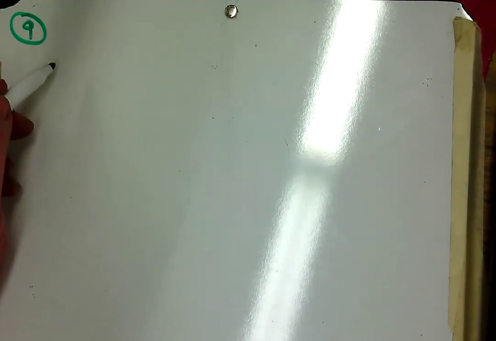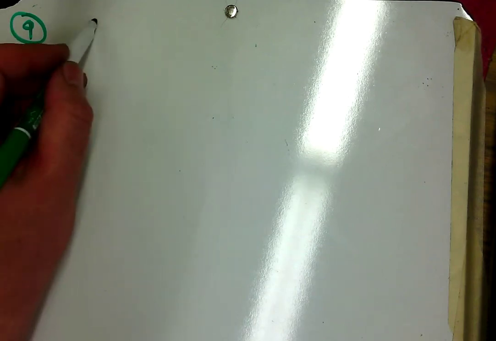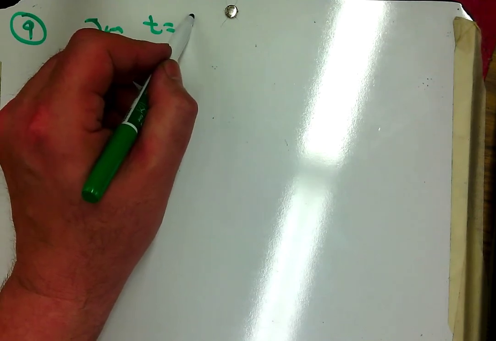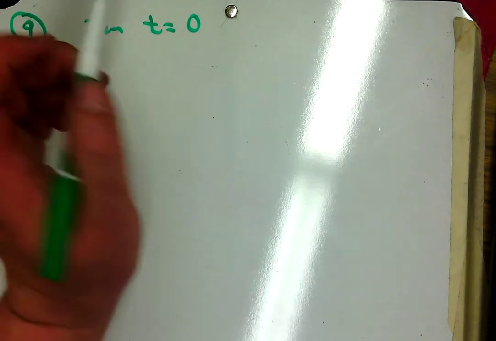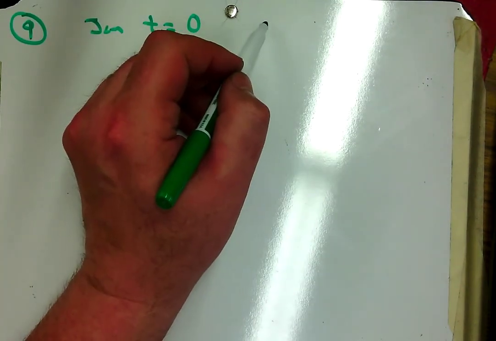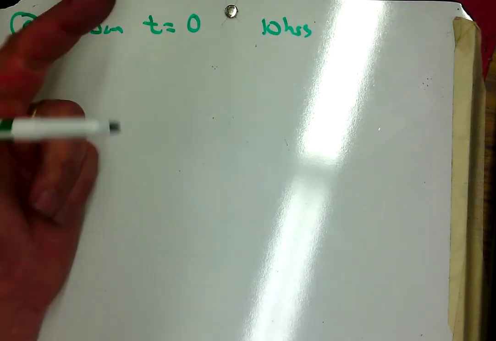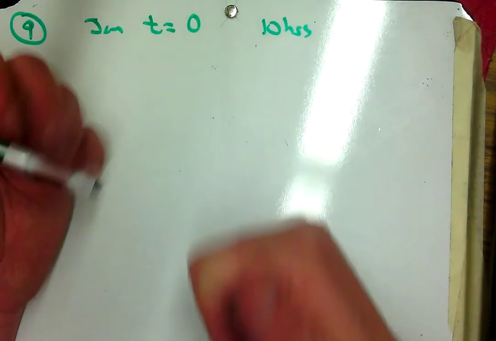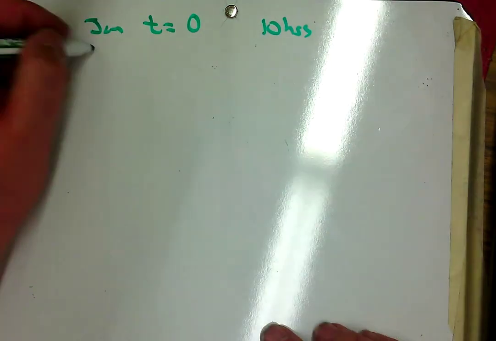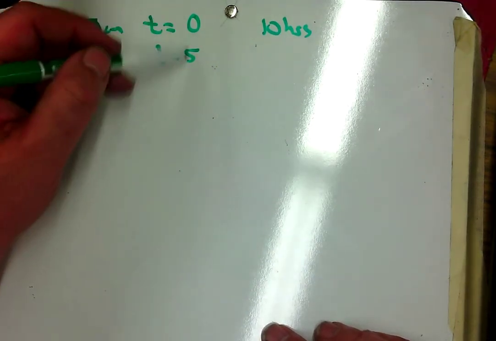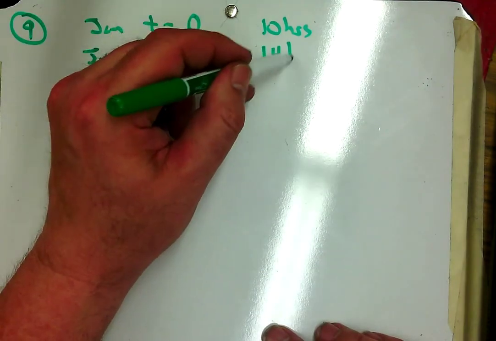Problem number 9, approximately 14 hours of daylight in June and 10 hours of daylight in January in Los Angeles. If January is t equals 0, I really want to say t equals 1, but I'm going to go with t equals 0, and the amount of daylight is 10 hours. But in June, let's see, January is 0, February, March, April, May, June. So 0, 1, 2, 3, 4, 5. June, t equals 5.